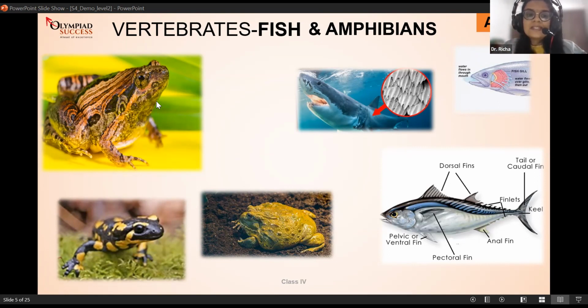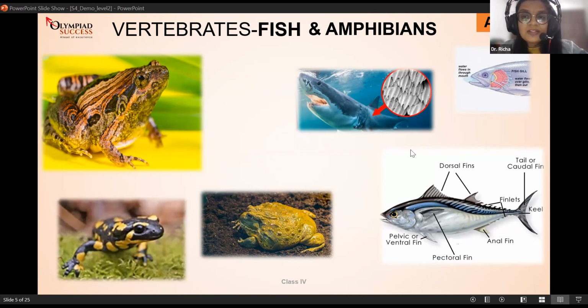And as you can see, generally they have 4 legs. They may have tails as well. They may not have tails as well. I've given you 3 examples. You have your frogs, you have your salamander, you have a newt, and then you have your fish.